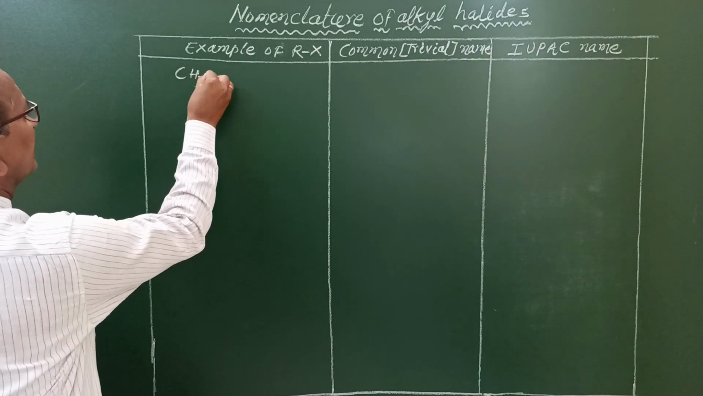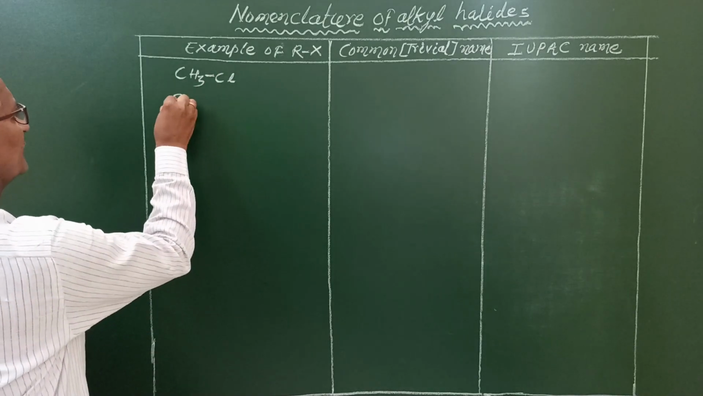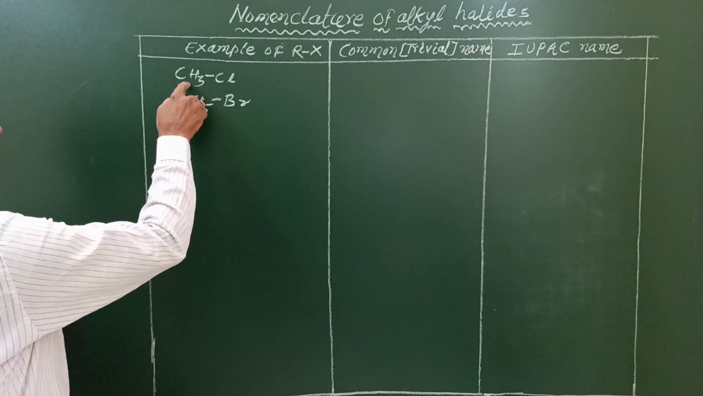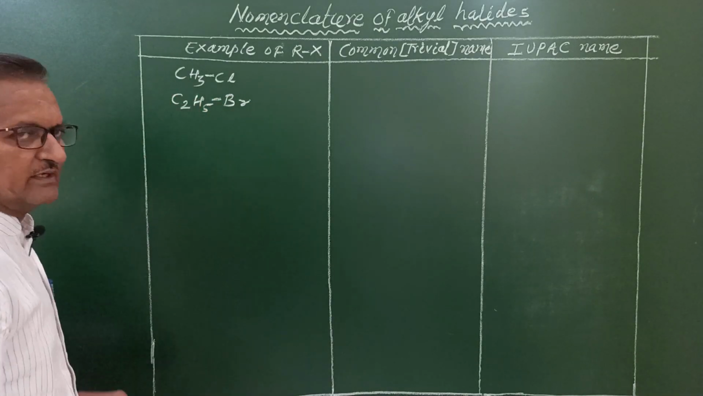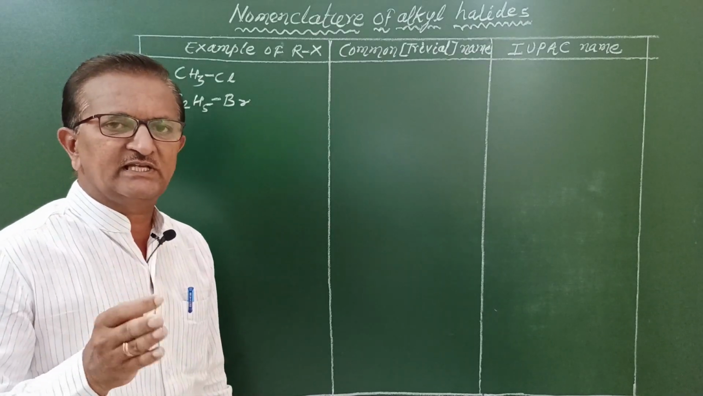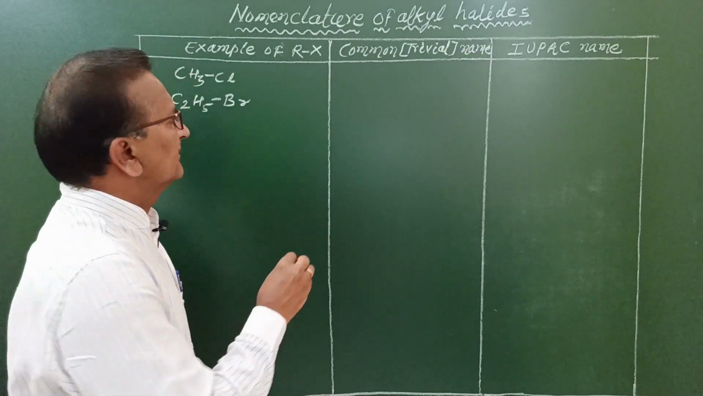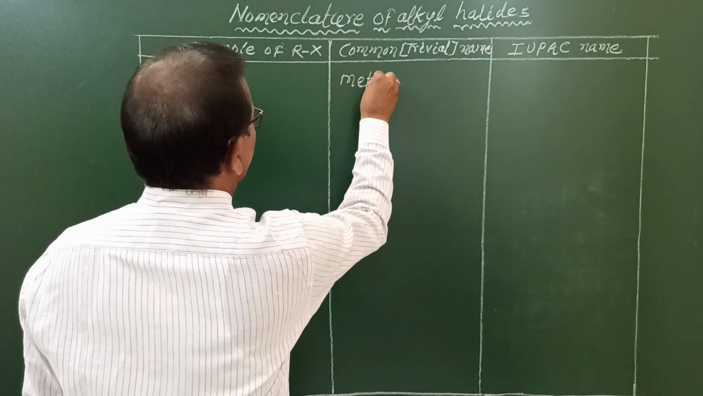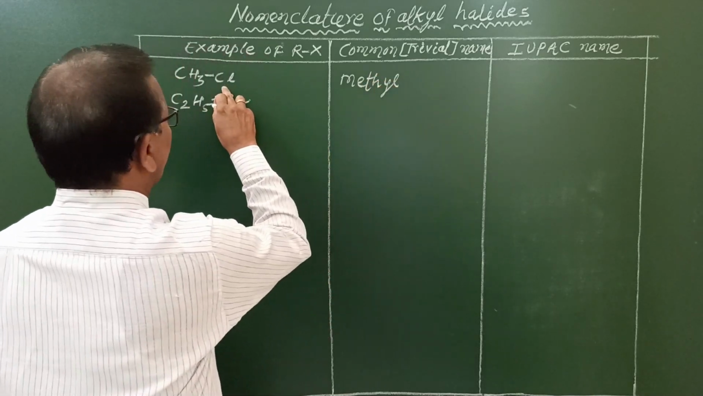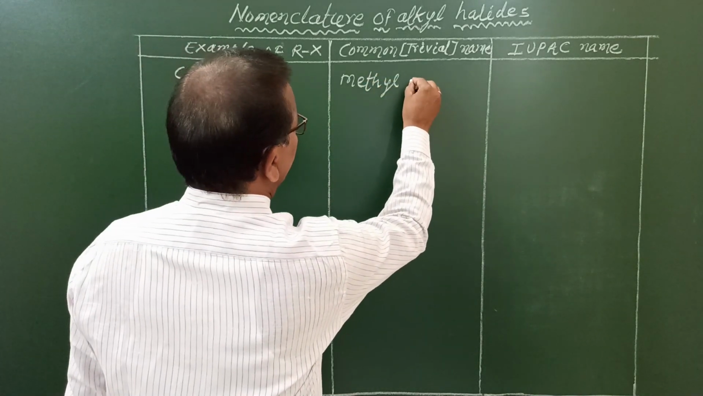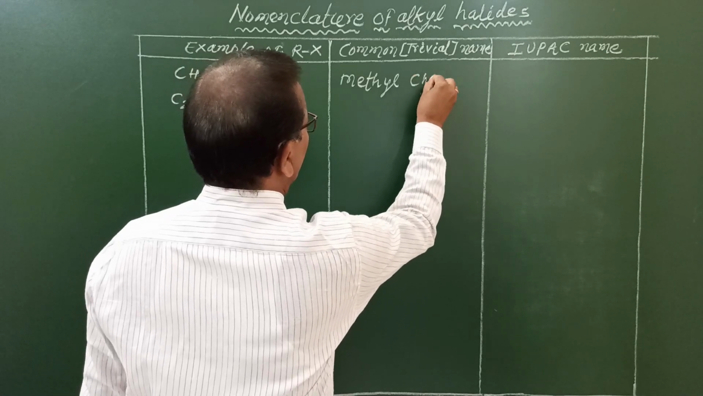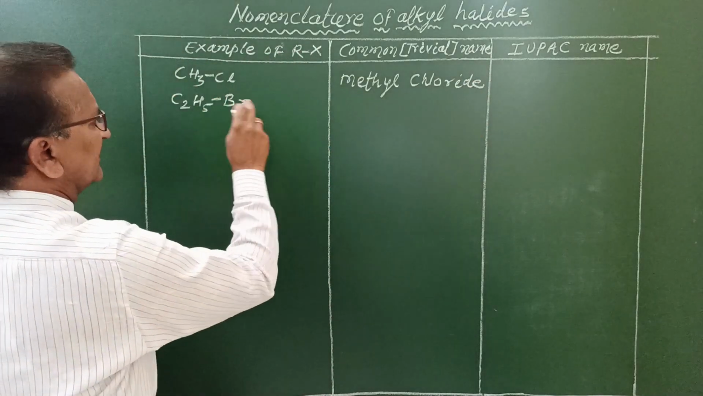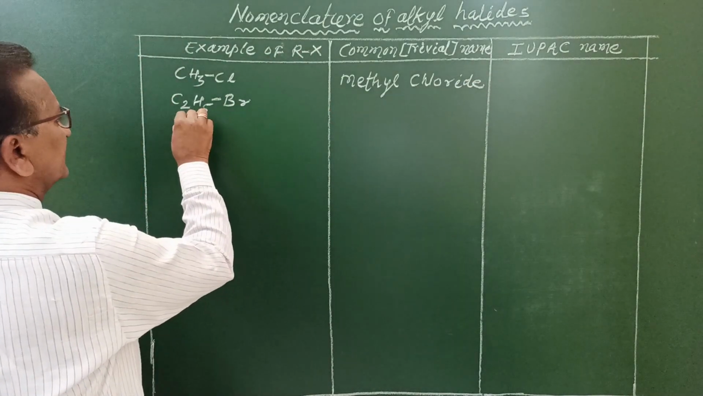CH3-Cl, C2H5-Br. What is the name of the alkyl group here? The CH3 group is called methyl group, and we know that this methyl group is derived from methane. Therefore, first we have to write down the name of the alkyl group as methyl, followed by the name of the halogen atom. Since there is a chlorine atom, chloride. So what is the common name of this CH3Cl? Methyl chloride.